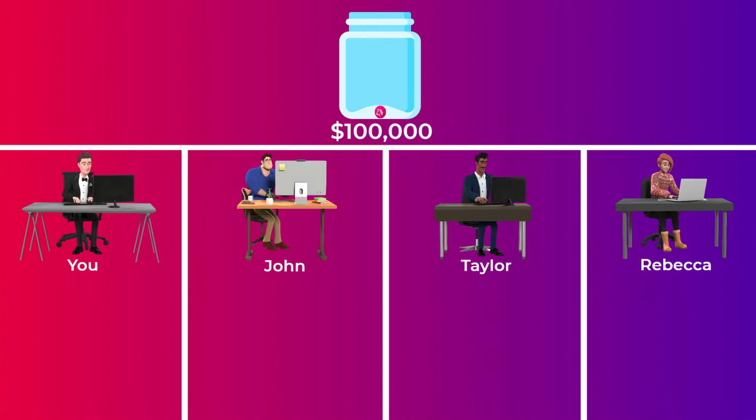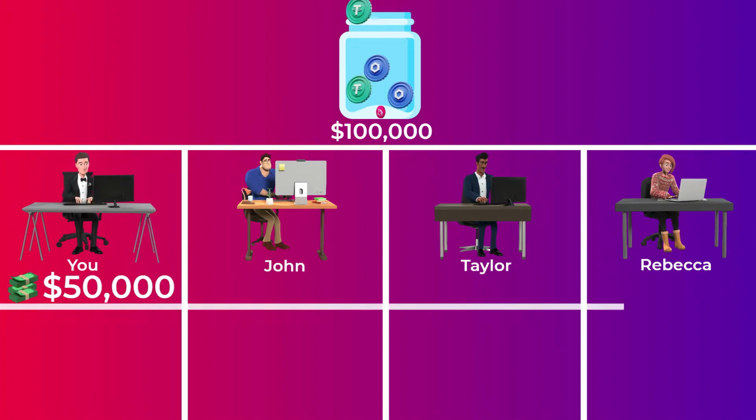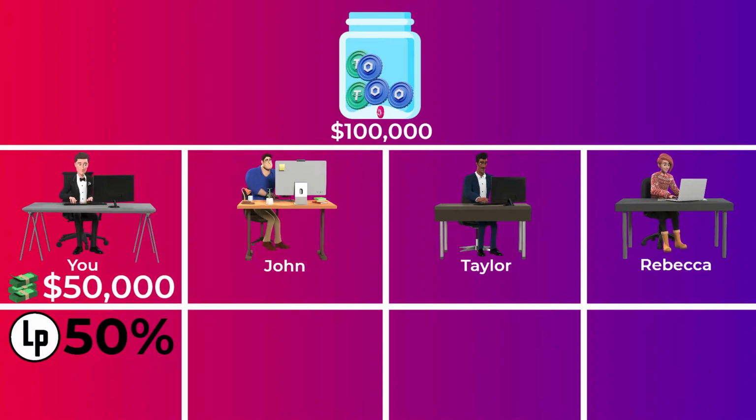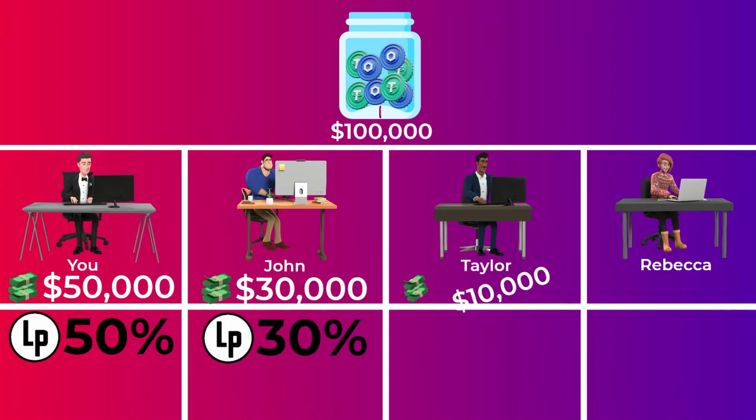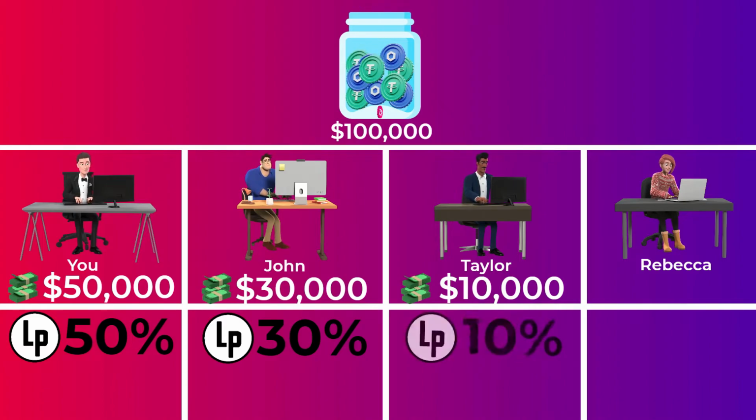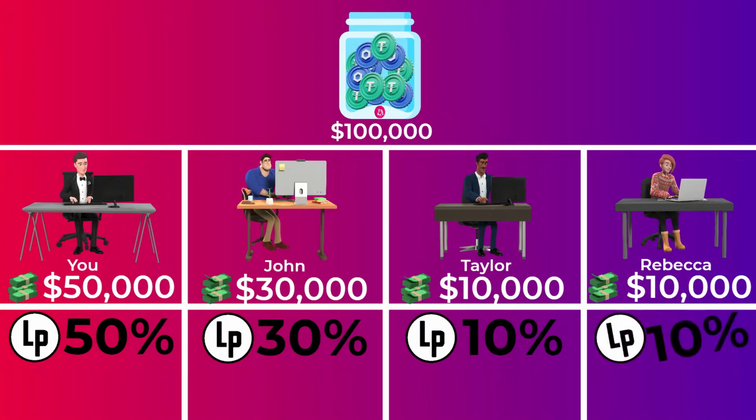Let's say that you and 3 of your friends own the pool worth $100,000. At the beginning, you deposited $50,000, so you own 50% of the pool. John paid $30,000, so he owns 30%. Taylor paid $10,000, so he owns 10%. And Rebecca also paid $10,000 and owns 10%.